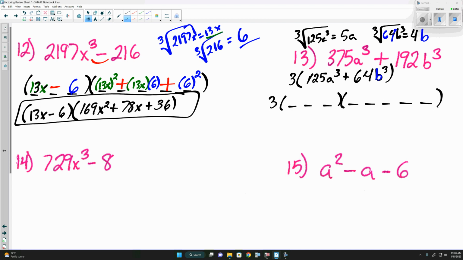Questions on anything we've done so far? So same, opposite, always end on a positive note. So since we started with a sum, it's going to go plus, minus, plus.